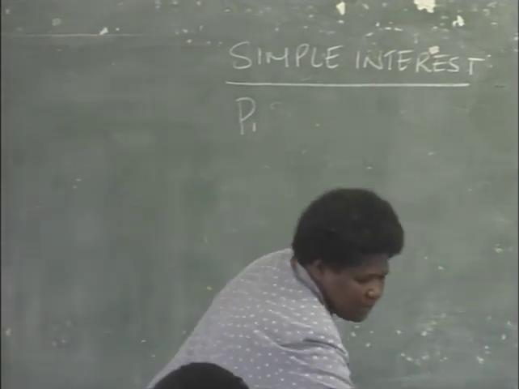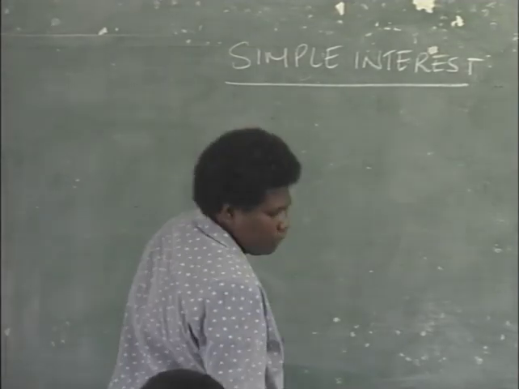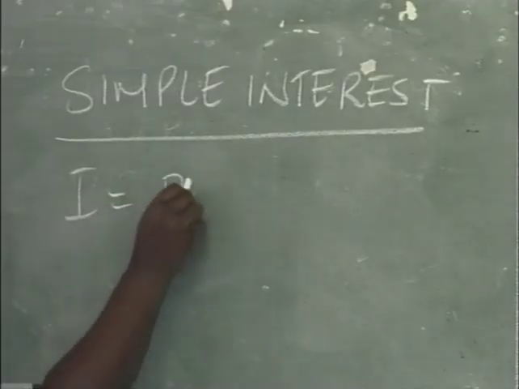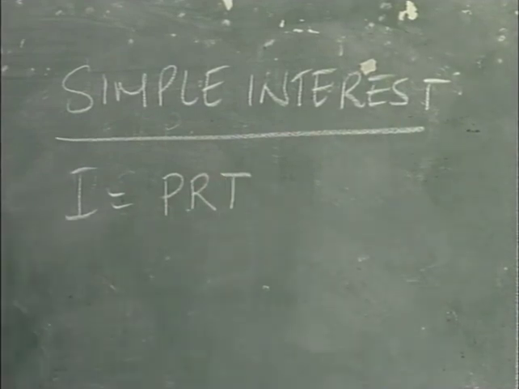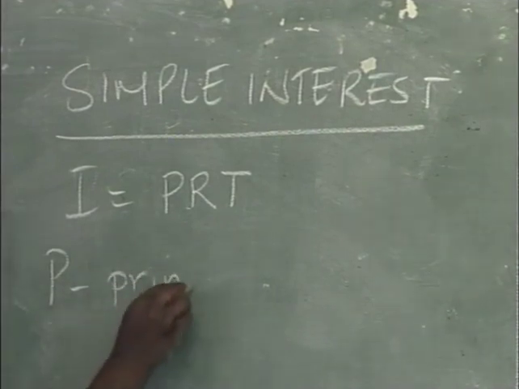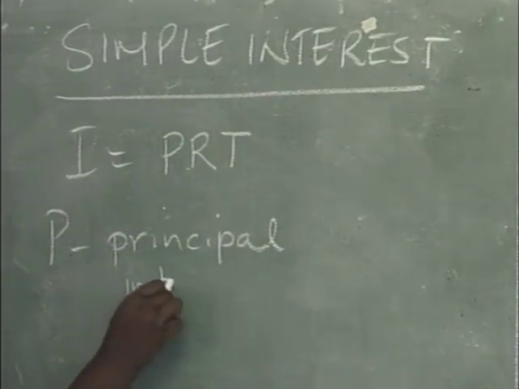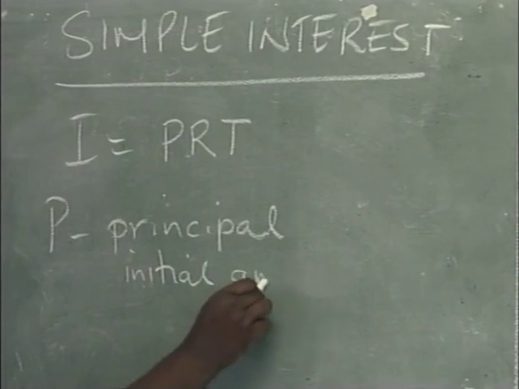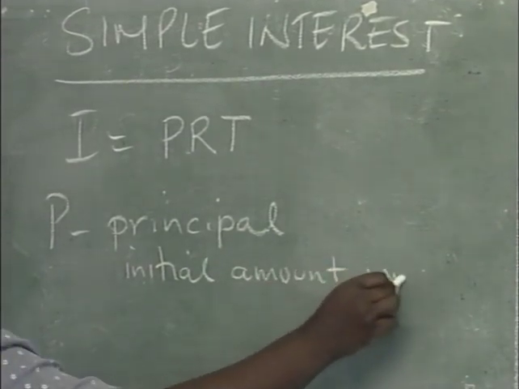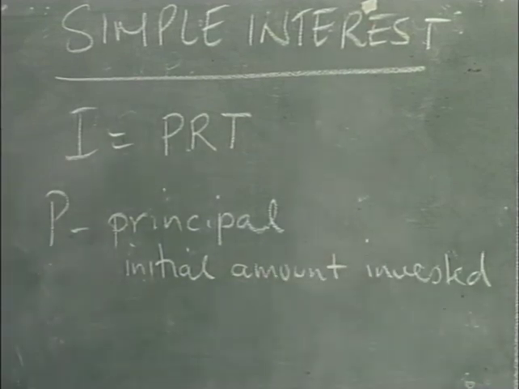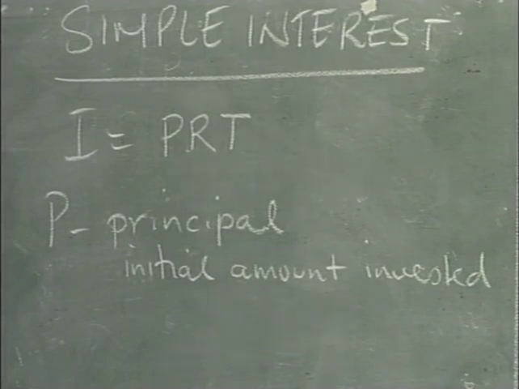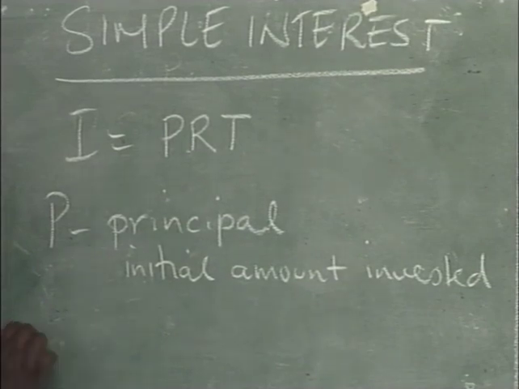Okay, so the formula for simple interest is I equals PRT. P is the principal, which is the initial amount invested. They actually never charge simple interest on loans that you make, because they know that they will not make enough money. They always charge compound interest. Okay, principal is the initial amount invested.